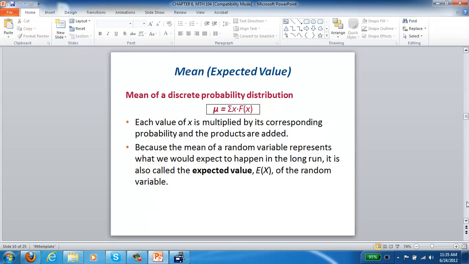For the expected value or the mean, how are we supposed to calculate it? We multiply every x with the probability, and then the products are added. So the formula is summation of x times f of x. This is known as the mean or the expected value.